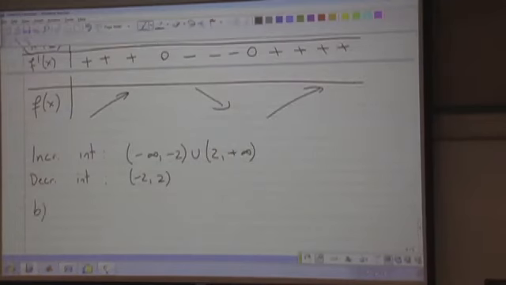Part B asked for local min or local max. What would be the local min? What would be the local max? Local max is -2, local min is 2.